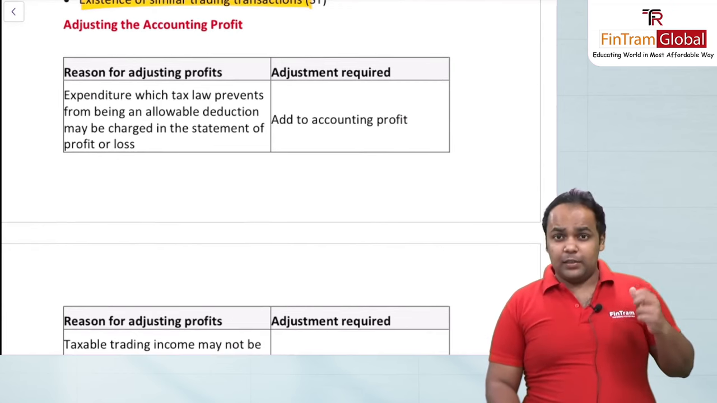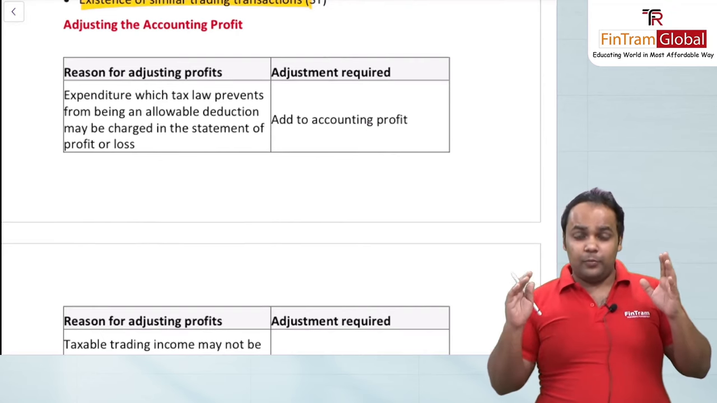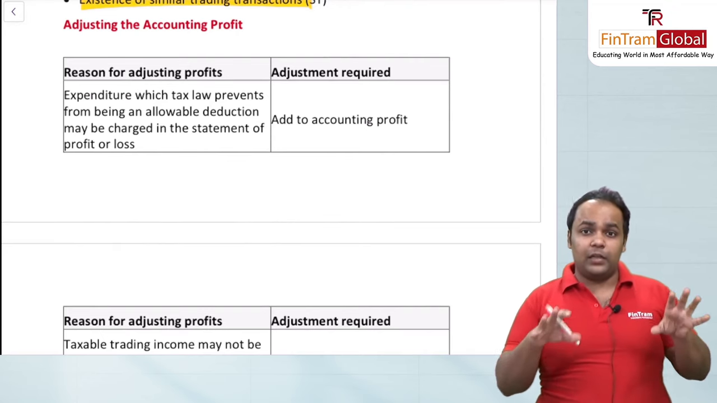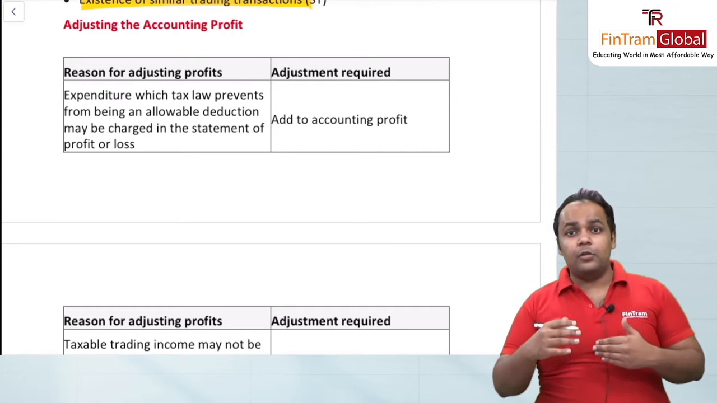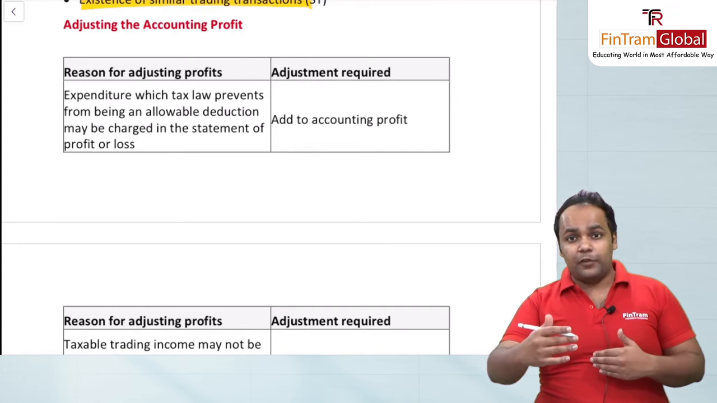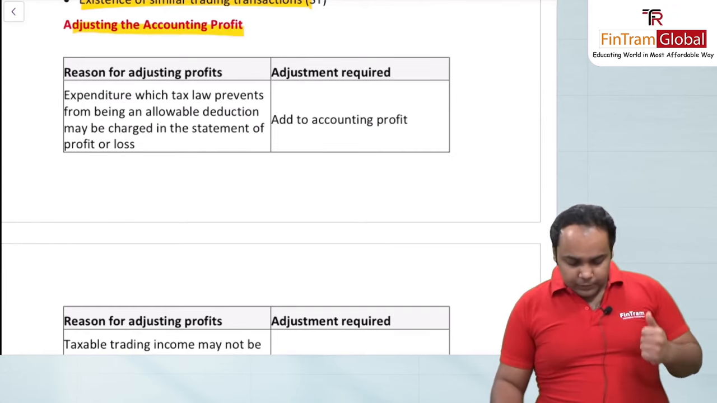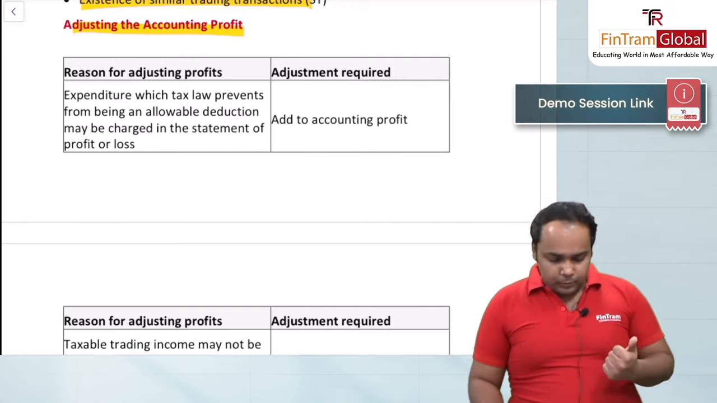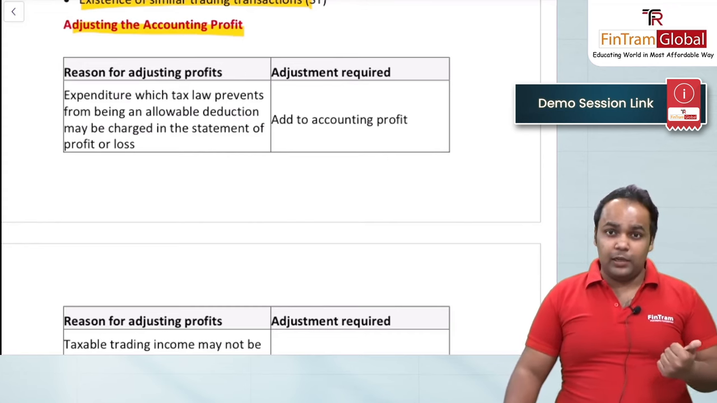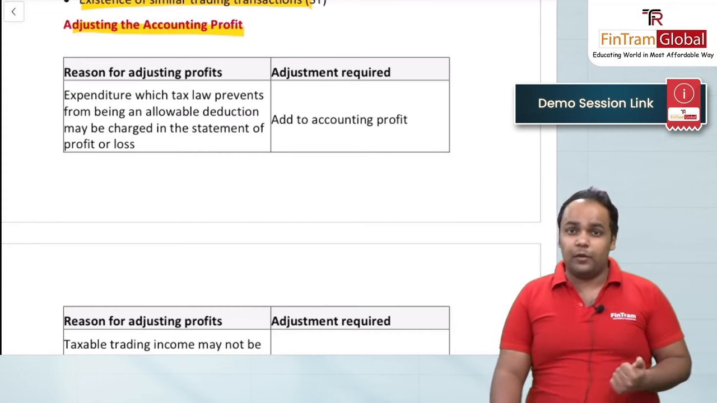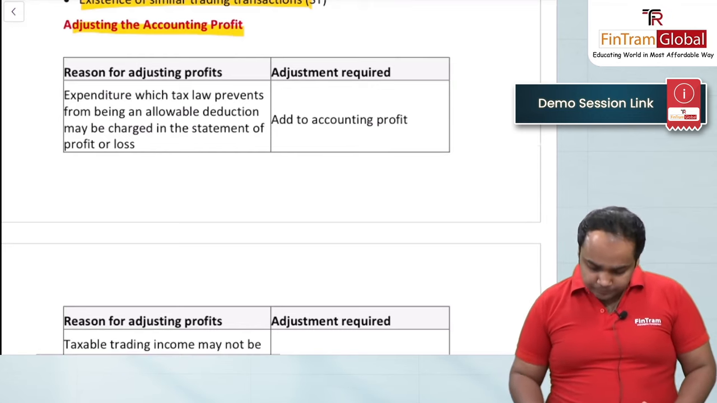Remember, there's a difference between accounting profits and taxable profits, and in the exam, you'll be given accounting profits, which you will have to adjust to the profit as per the tax law. There are four main adjustments that you make to the accounting profit. You add the expenditure which the tax law prevents from being a deduction, which was deducted in the statement of profit and loss in the accounts but is not allowed as a deduction under tax.